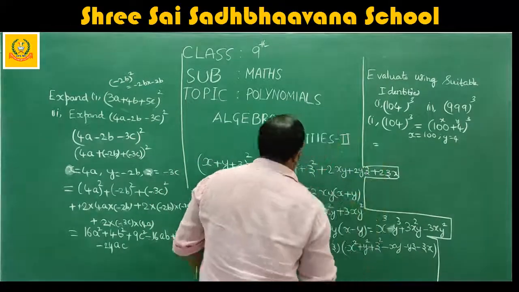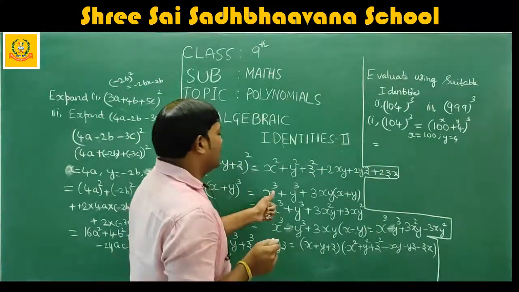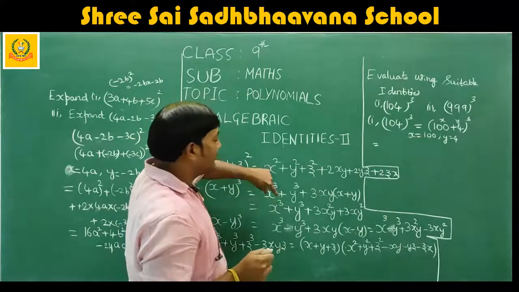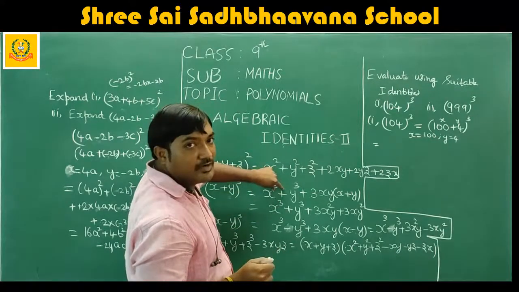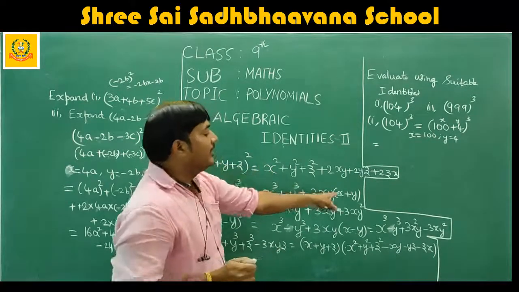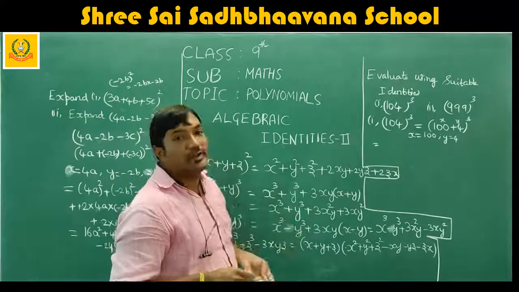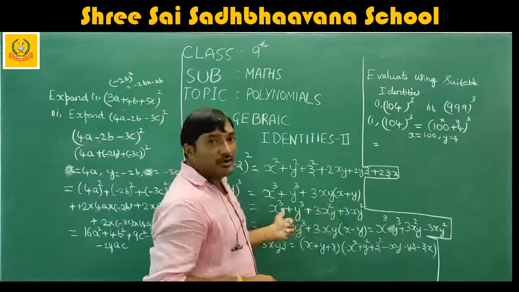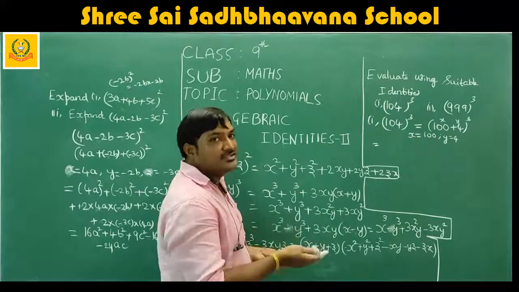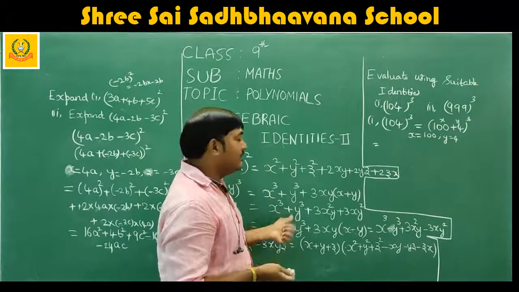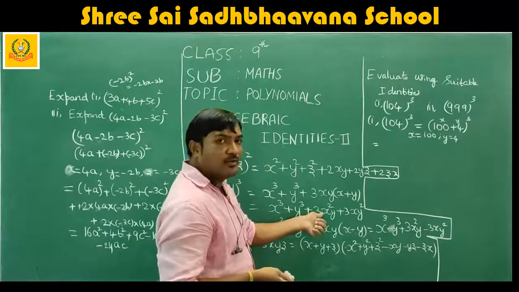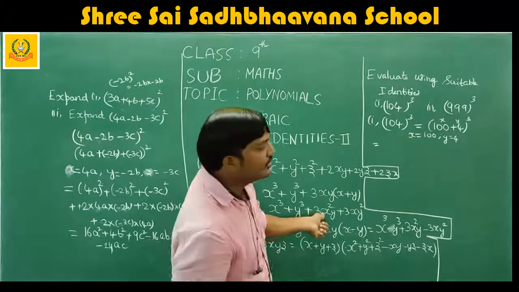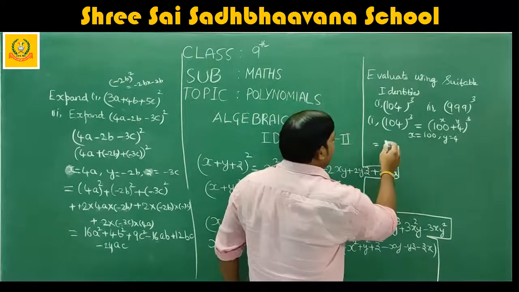What is the identity we have? x cube. Instead of taking the second one, you go with the first one. It will be easy for you because x plus y will be there, so easily you can add it. Even so, it doesn't mean that if you take the other, you will not get the answer. Always go with the easiest one. You can use this also, and you will get the same answer both ways. So I'm taking the easier way.